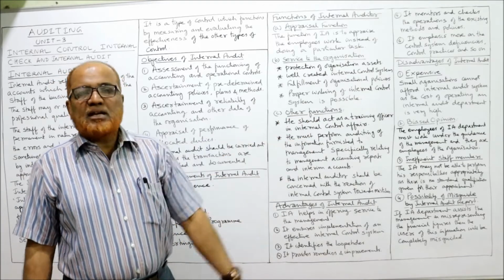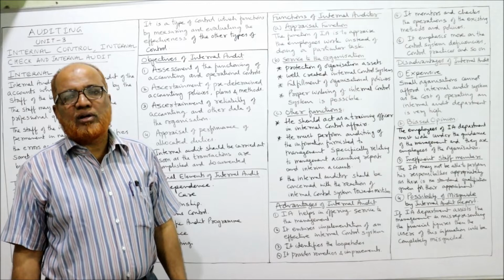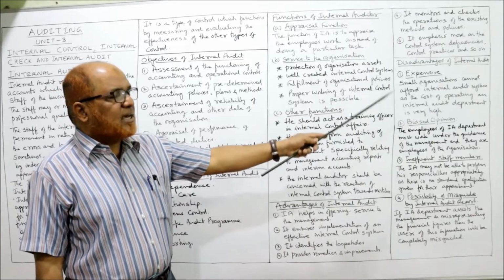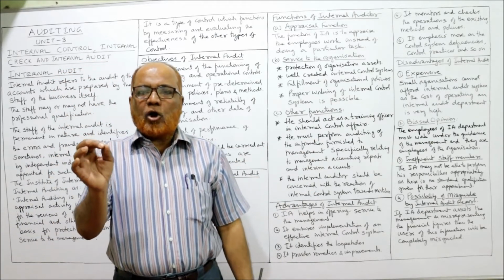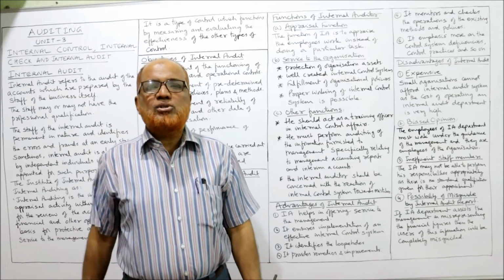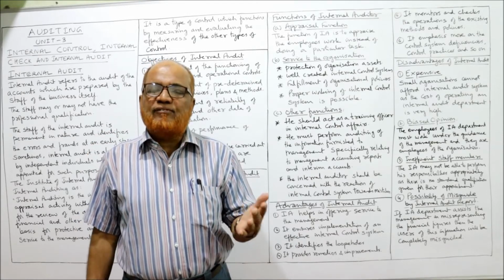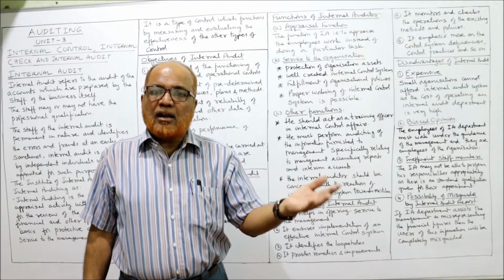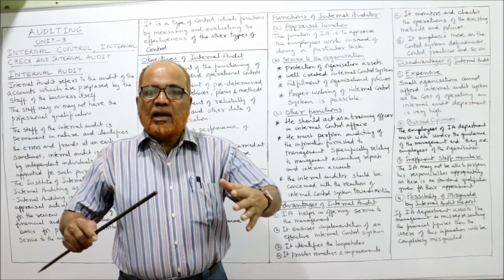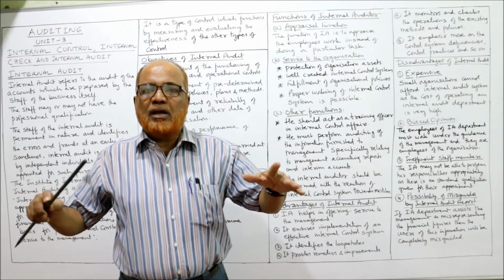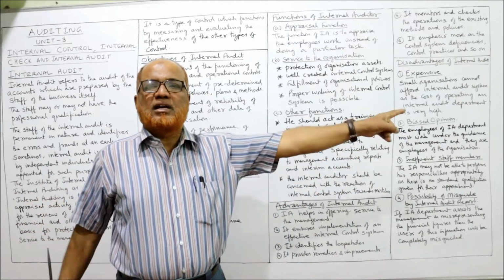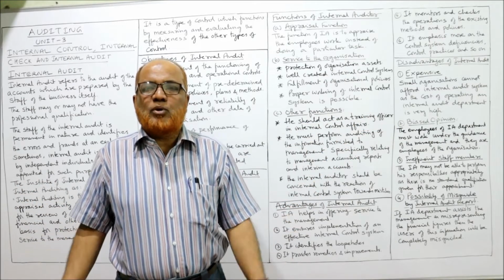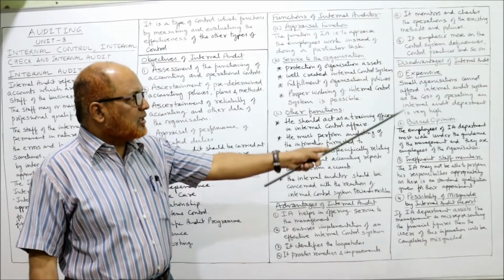So these are a few advantages of internal audit. Now apart from that, there are some disadvantages of internal audit. What are the disadvantages? First, expensive. The internal audit cannot be conducted by small organizations because they cannot afford it, because a lot of expenditure is incurred to maintain an internal audit department. So only large organizations can conduct this internal audit. Every organization is not in a position to conduct this internal audit.